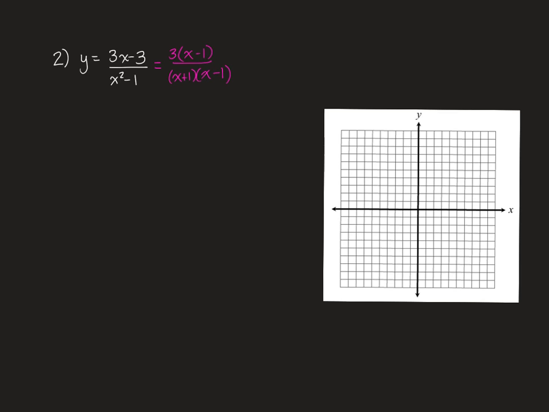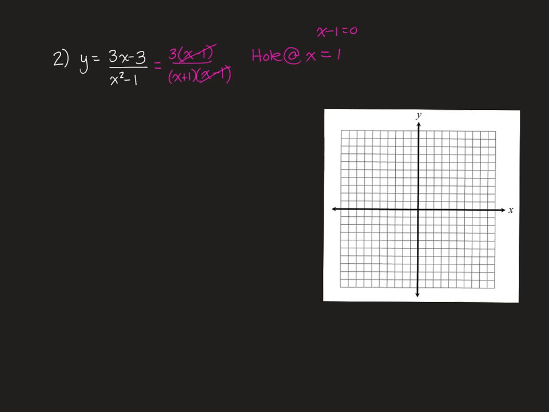So we can cancel the x minus 1s. Now, whenever you do that, just know you have a removable discontinuity there. Okay, so we have a hole. If we set x minus 1 equal to 0, we will get x equals 1. So there's a hole at x equals 1.